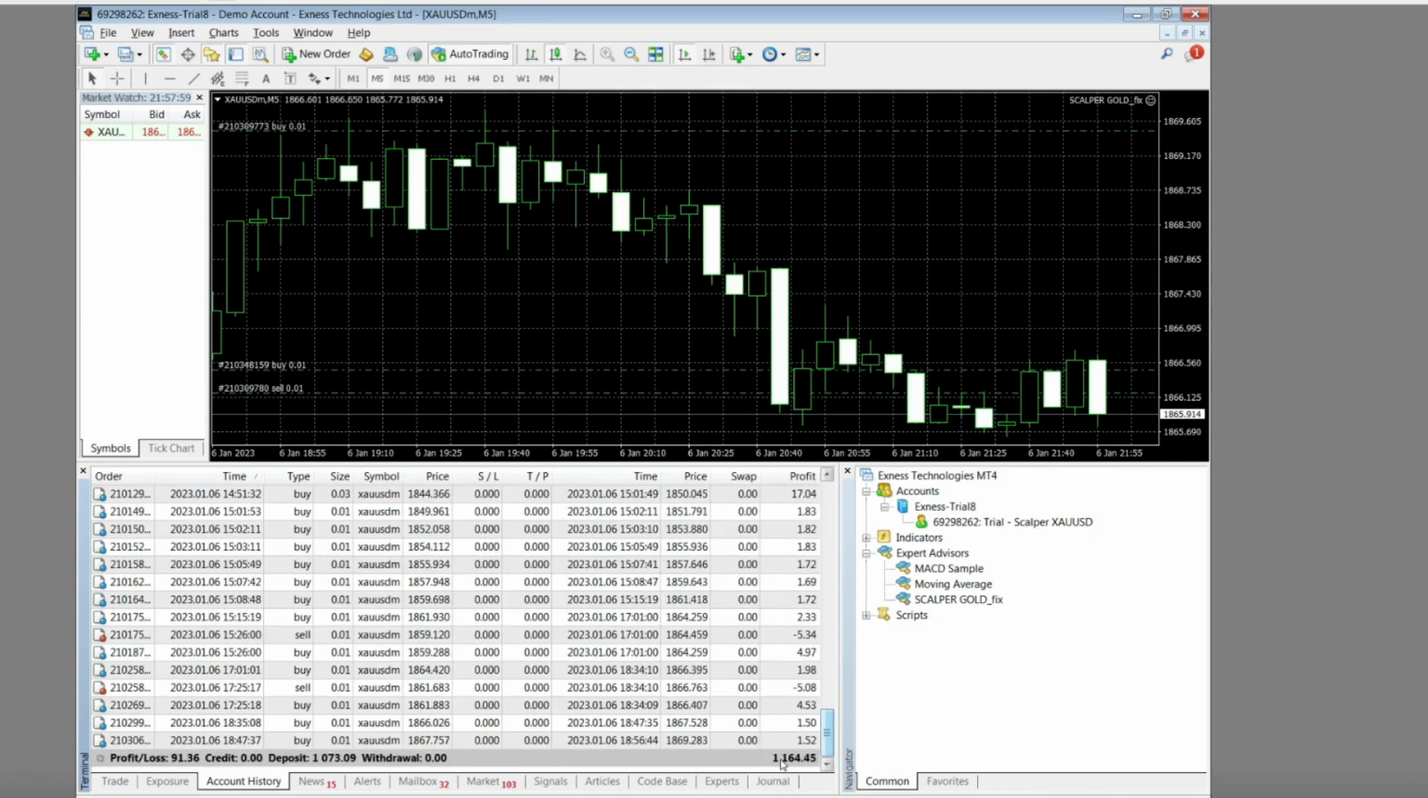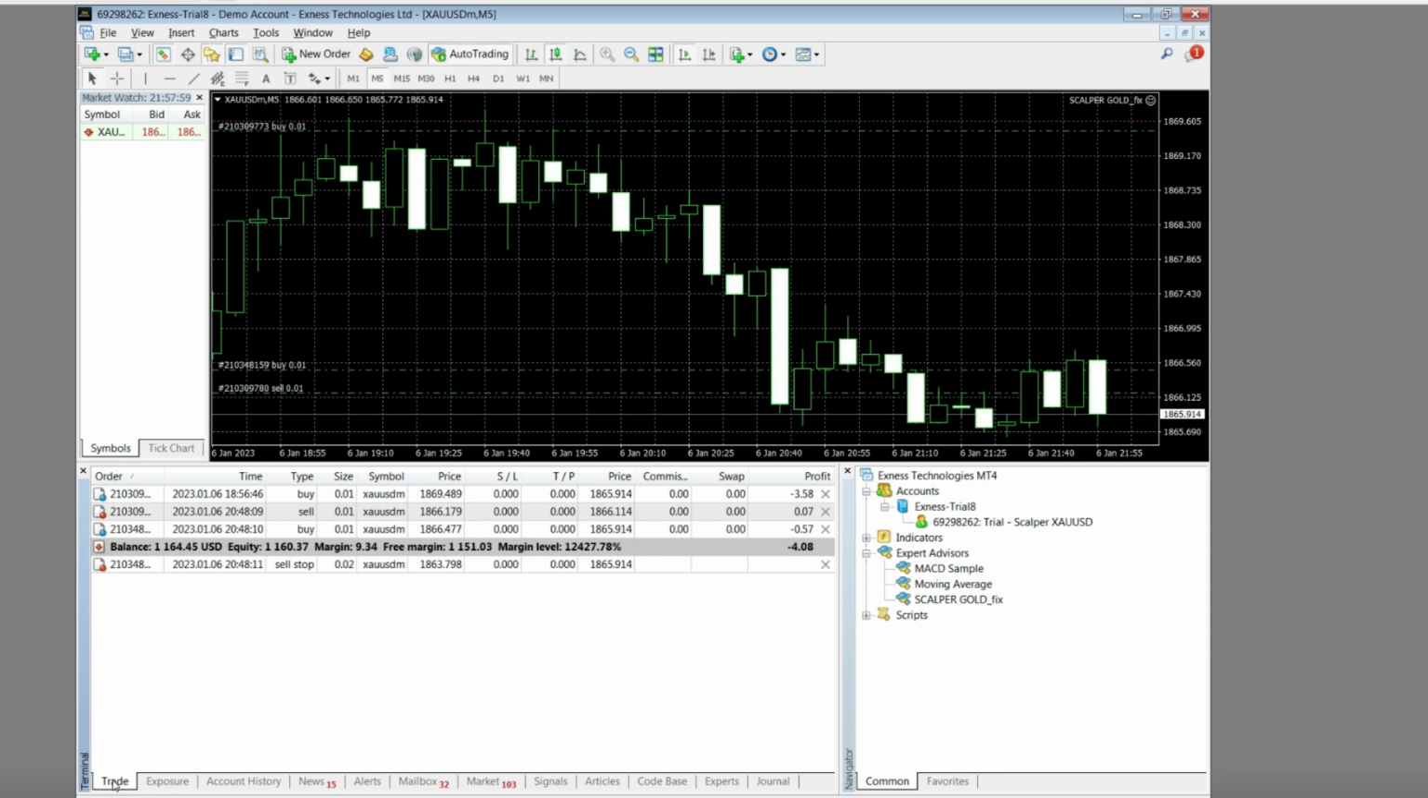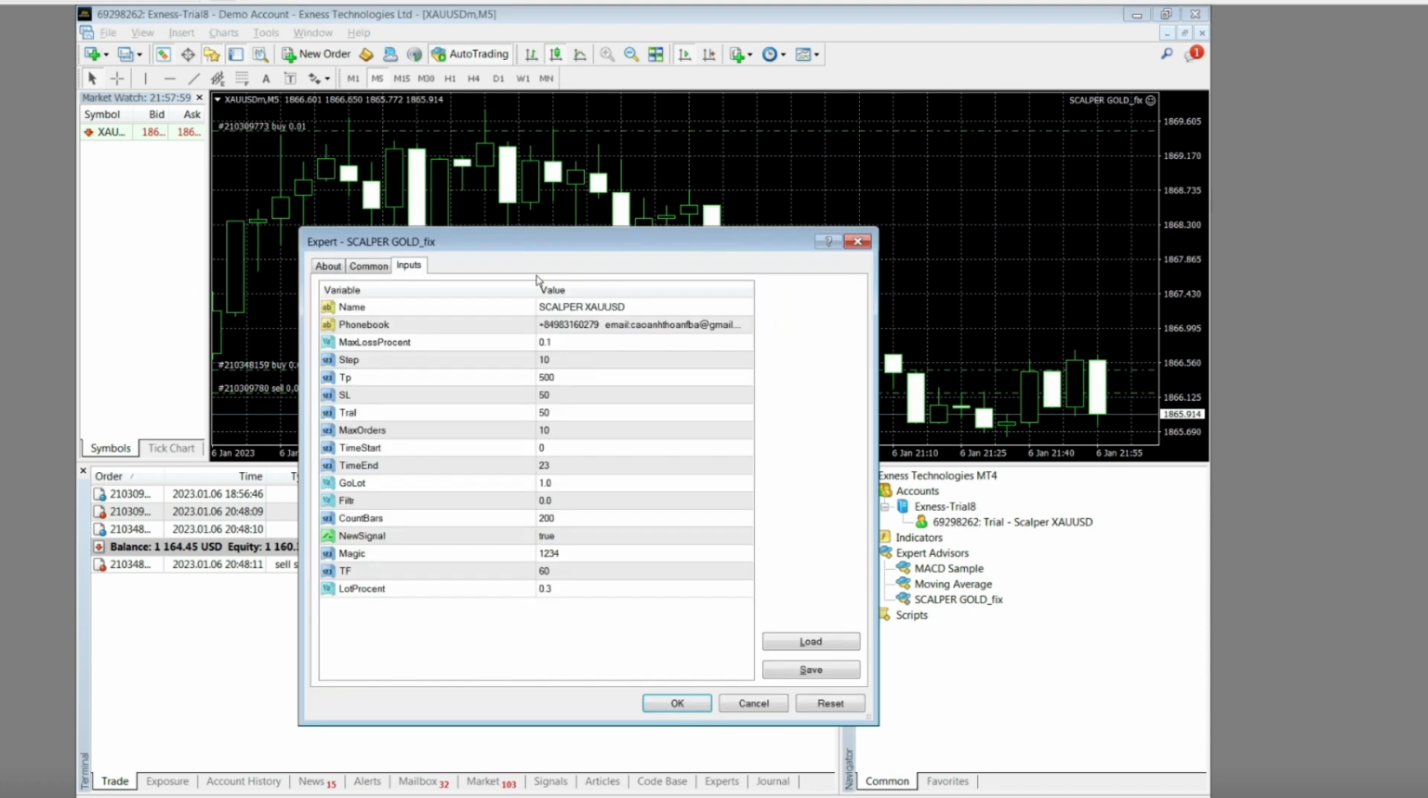And my observations are still running at this time, so that the total balance becomes $1,164, or a profit of $164 from December 12, 2022 to January 6, 2023. Currently there is still a floating -$4. And this is the preset I use.